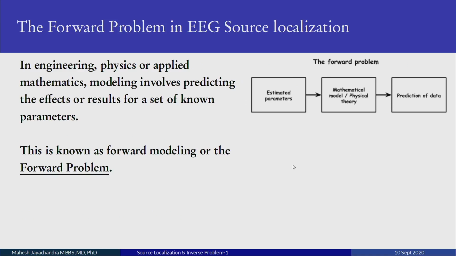So the forward problem. In engineering, physics, or applied math, modeling involves predicting the effects or results for a set of known parameters. We know what's happening, we develop equations, and we have a mathematical theory, and then we can predict how the data looks. On the right, you have estimated parameters that give rise to a mathematical model of physical theory, and then you have a prediction of data. So this is the forward problem. As long as you know all this, and your theory is reasonably good, you would have a unique solution and you'll be able to predict data. Okay, so this is forward modeling, or the forward problem.